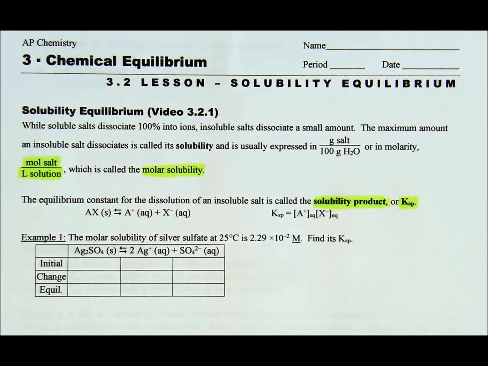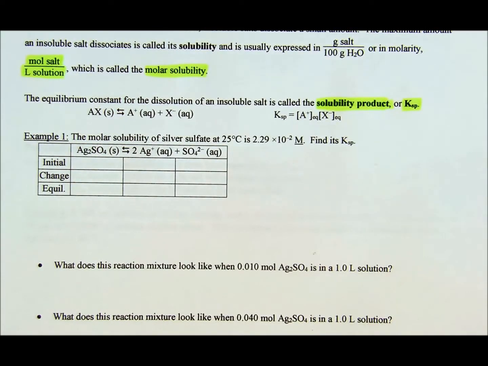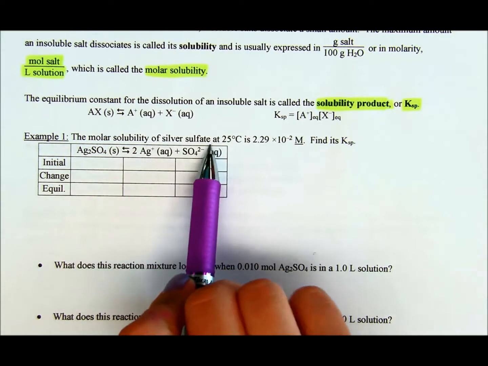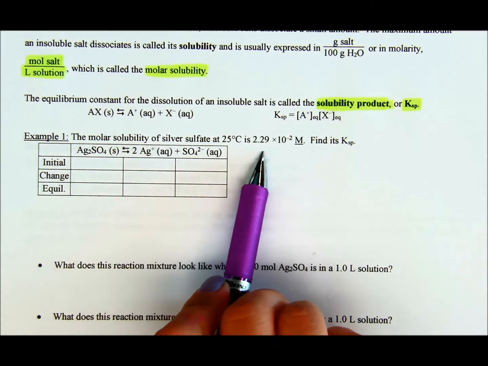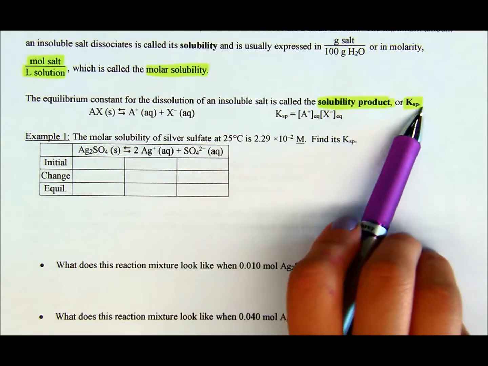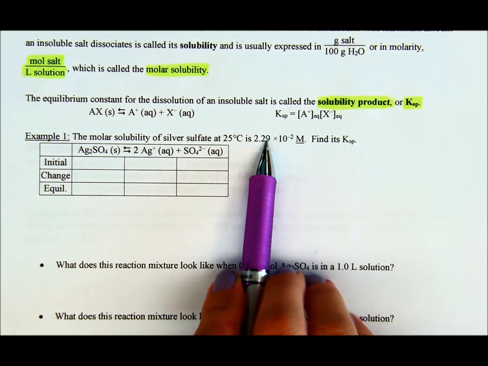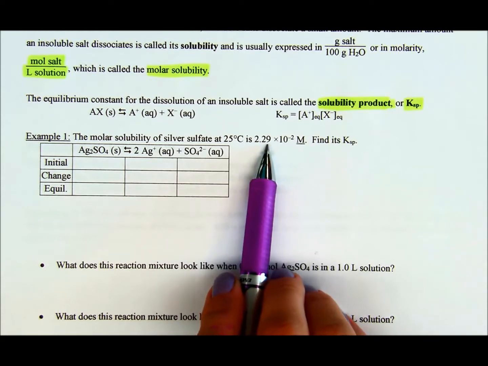So let's learn how to do this by looking at an example. Example 1: the molar solubility of silver sulfate at 25 degrees Celsius is 2.29 times 10 to the negative 2 molar. We're going to find its KSP. So we need to find the KSP, and we're given the molar solubility here. This is how many moles of our silver sulfate can dissolve in 1 liter of our solution.